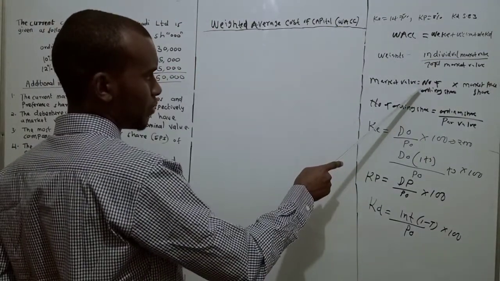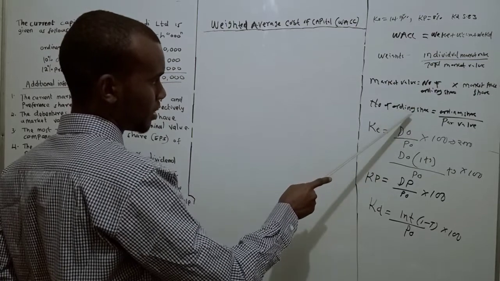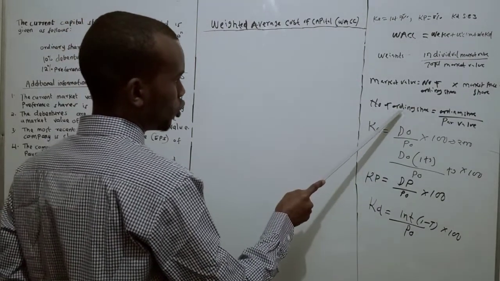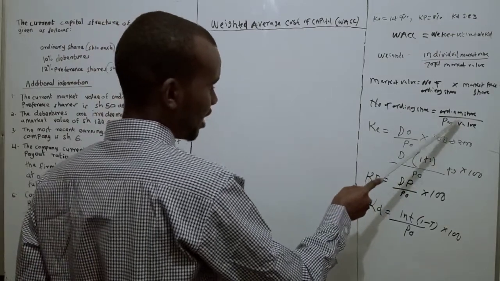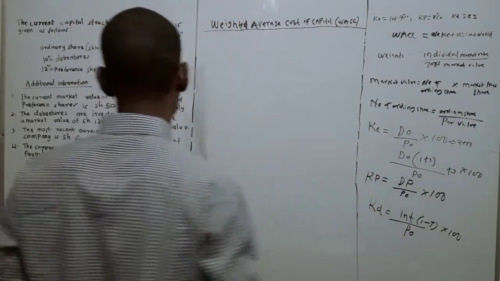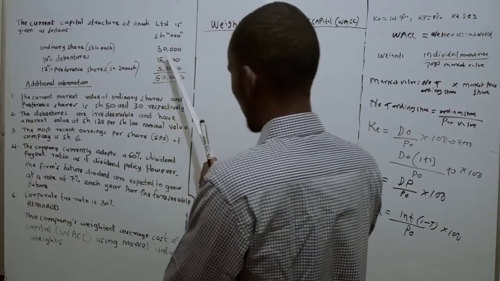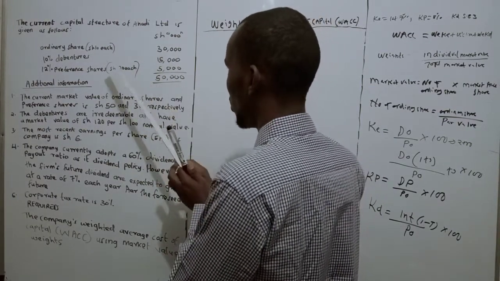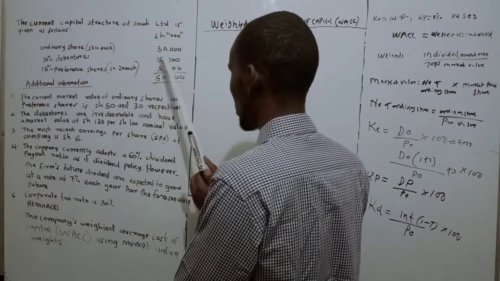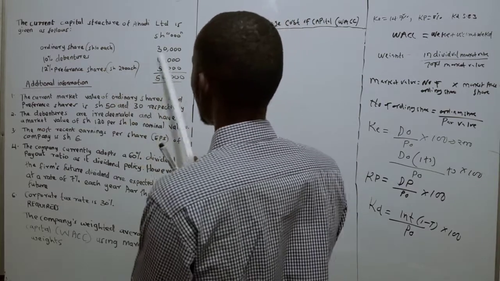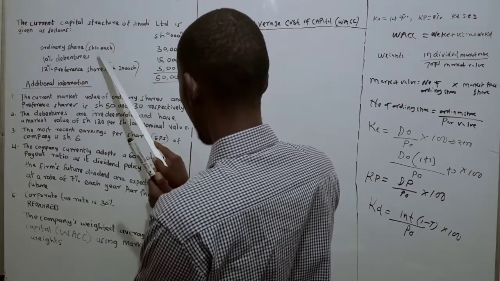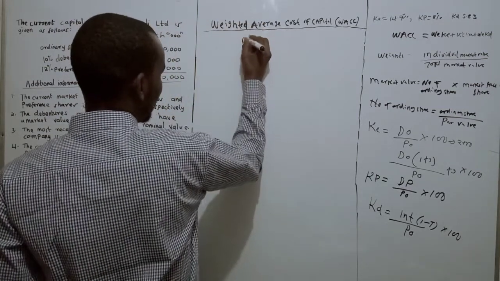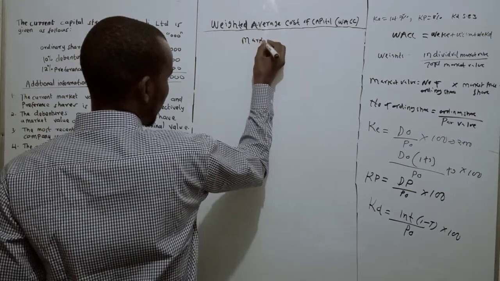We need to get first the number of ordinary shares, and for us to get the number of ordinary shares, we take the ordinary share and divide by the par value. From this question, the ordinary share is 30,000. We are going to divide by the par value of 10. Now you can see we are getting the market values.